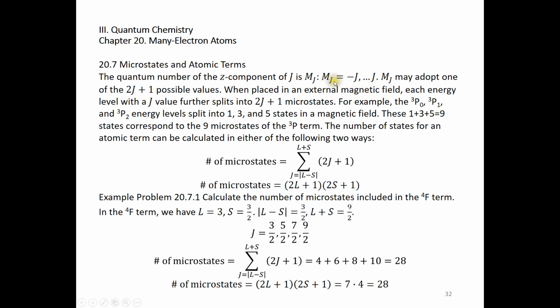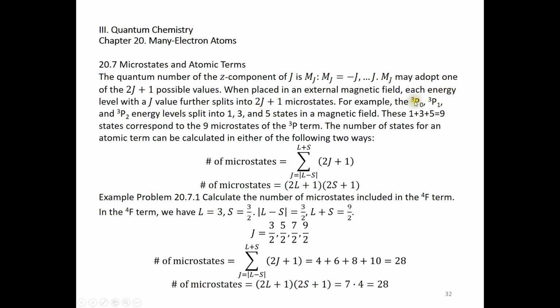So when m sub J is 0, the Z component is just 0. There's no interaction with the external magnetic field. And then you can have minus J or plus J, so you can have repulsion or attraction caused by the external magnetic field. So in that case, with an external magnetic field, each energy level may split into 2J plus 1 microstates.